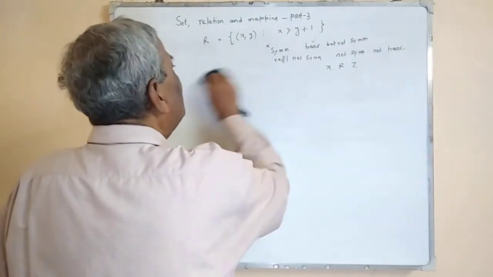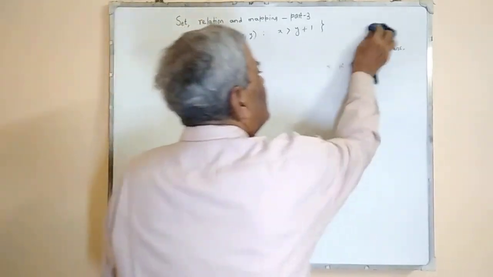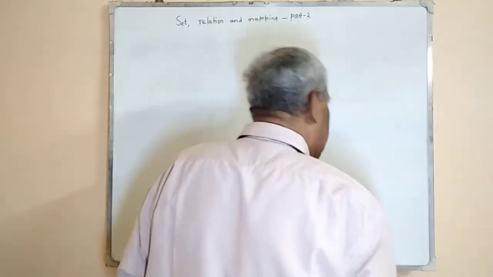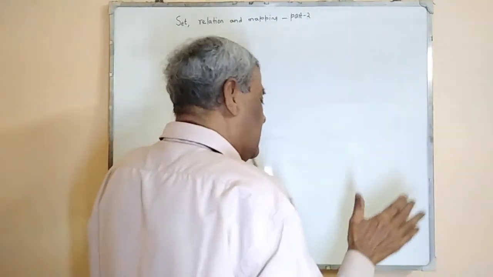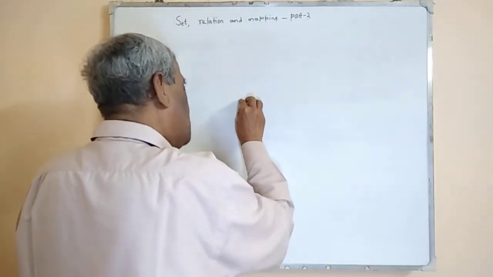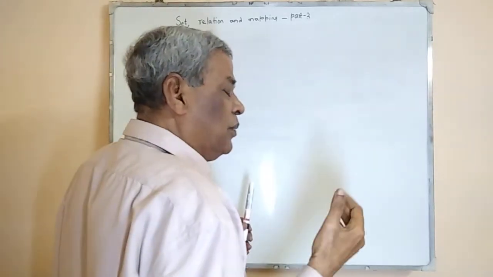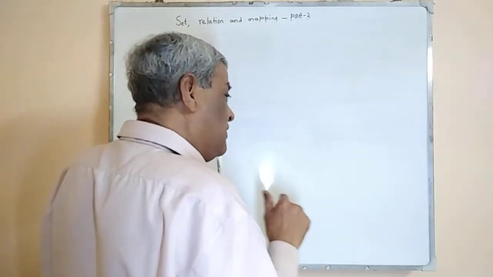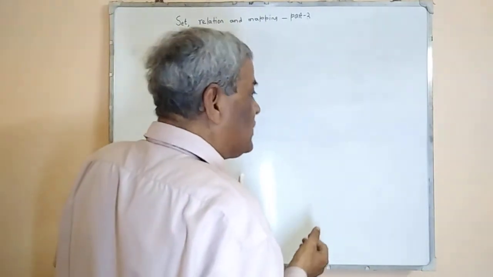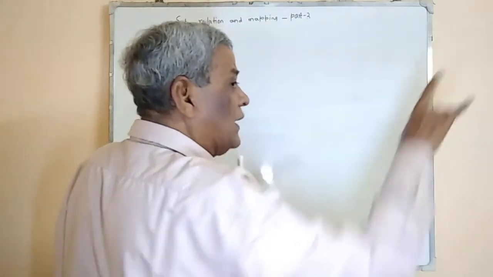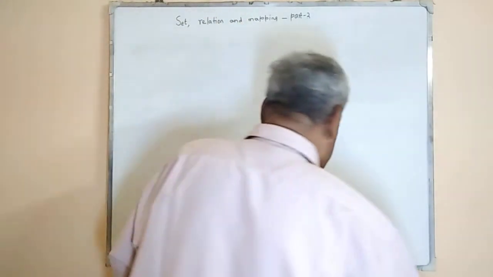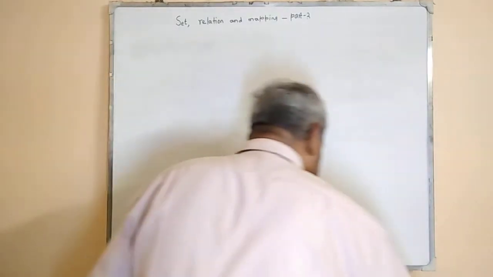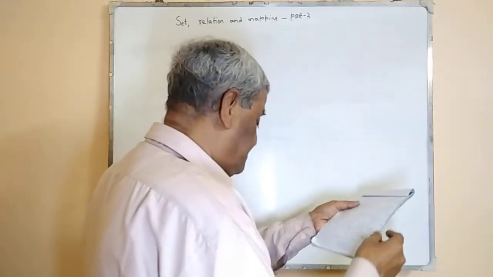In some examinations, only one option is correct. In some examinations, it is given that for question numbers, say 10 to 20, there may be one or more options correct. If it is given that one or more options are correct, then you have to check all other options. Then our next problem.